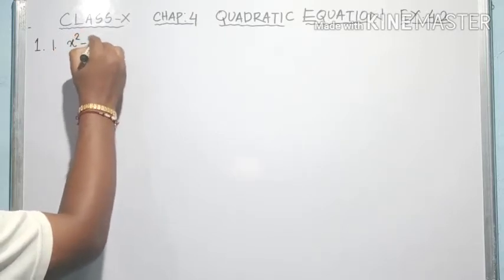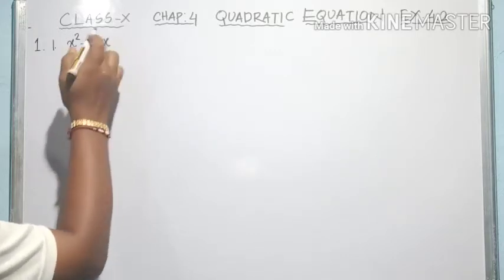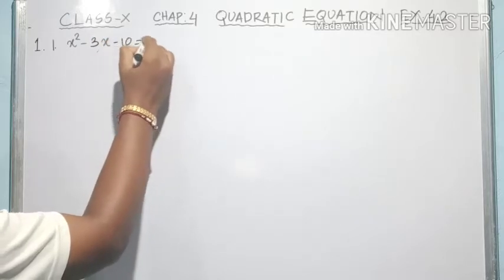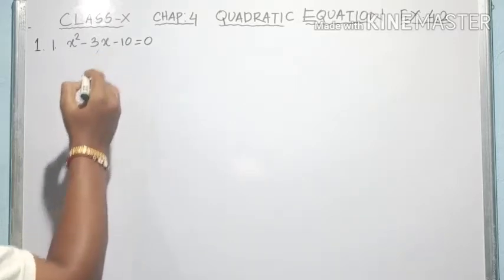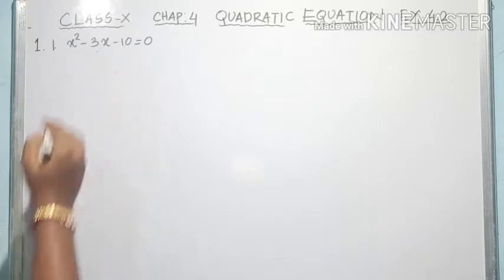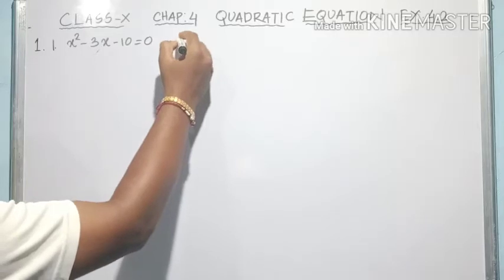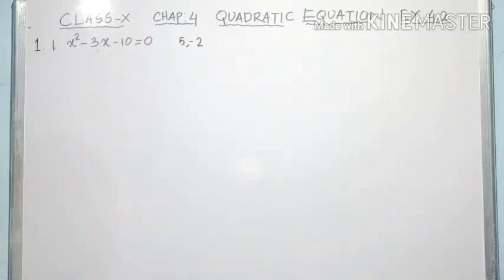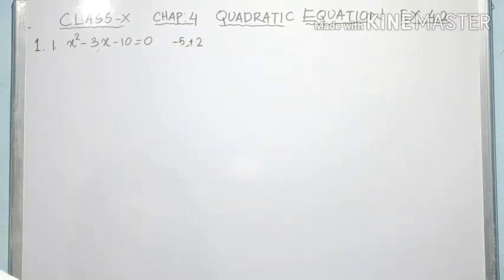x square minus 3x minus 10 is equal to 0. So to factorize this, we have to find two integers such that their sum will be minus 3 and their product will be minus 10. So the two possible integers are minus 5 and plus 2.